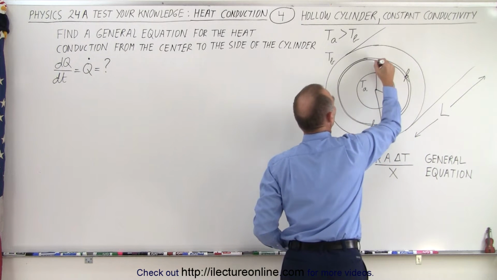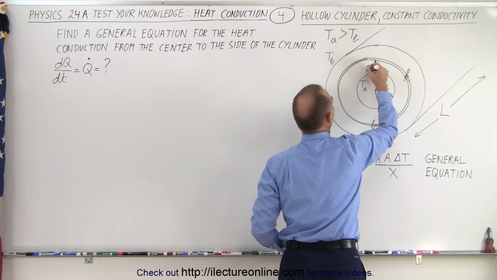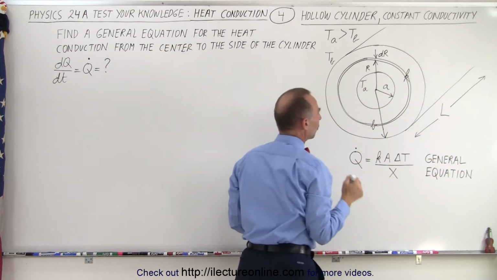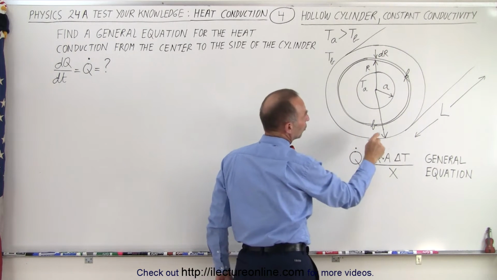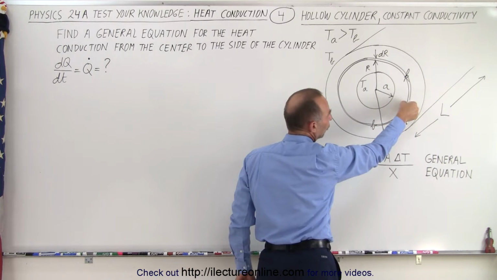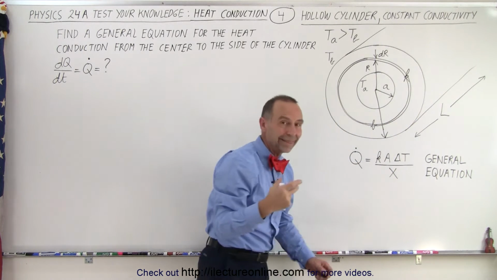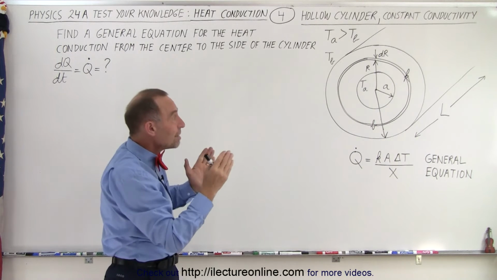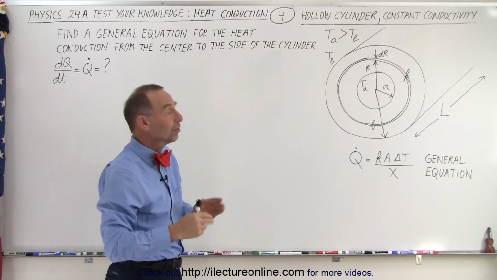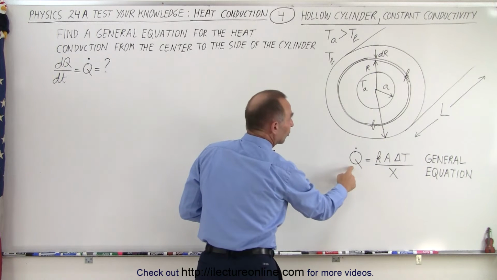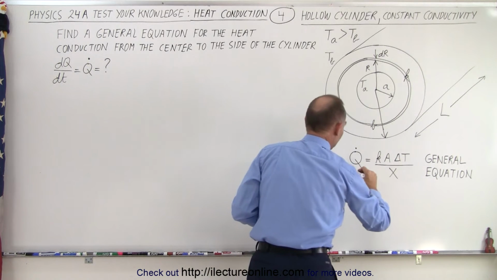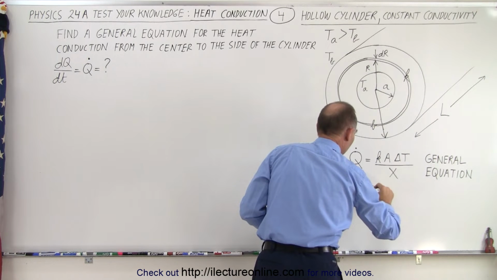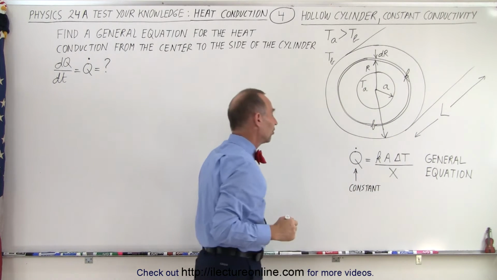The distance to the shell, let's call that r. And the thickness of the shell, let's call that dr. And so what we're going to do is come up with an equation that describes the heat flow through that small, thin cylindrical shell. And of course, the heat flow through any part of the cylinder must be a constant, so the Q dot does not change. This is a constant value. It doesn't change throughout the radius of the cylinder.